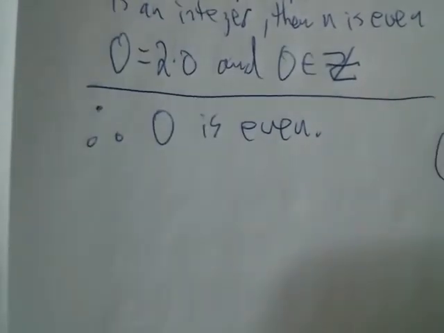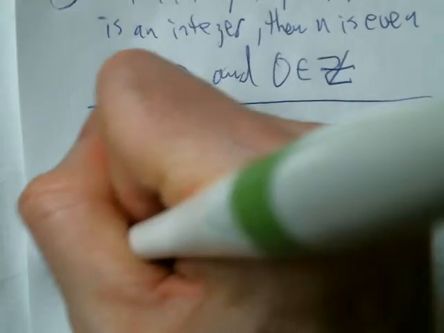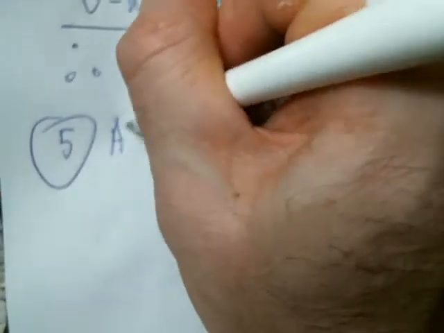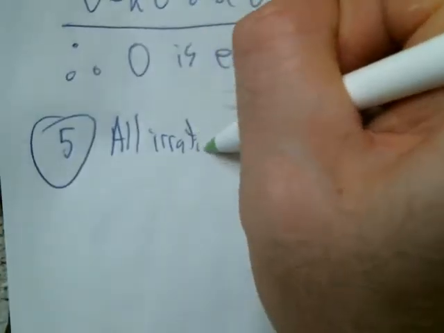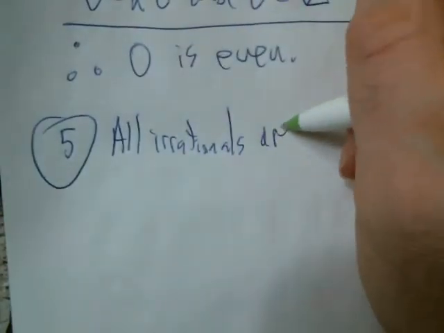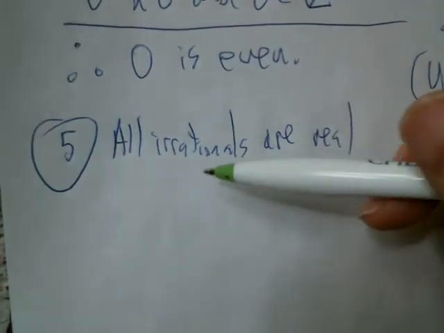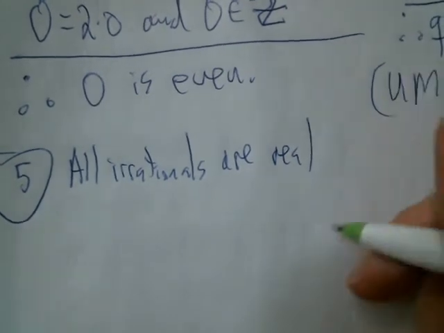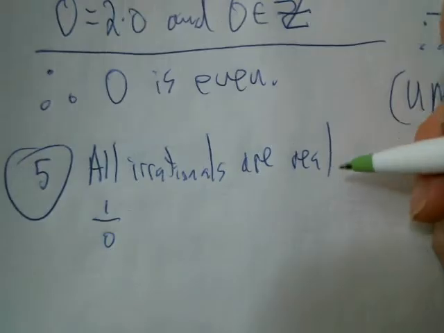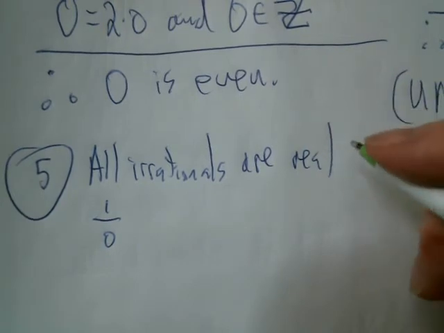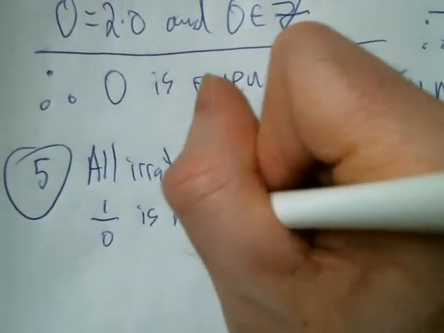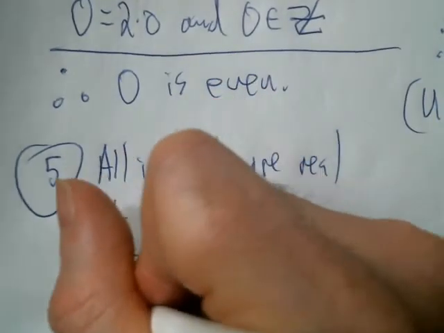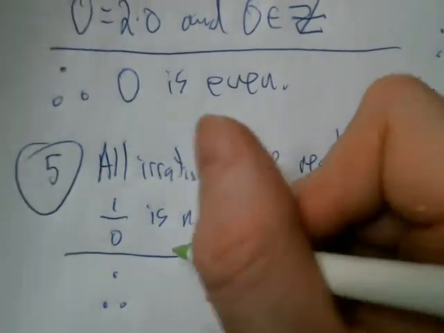Let's look at another, number 5. All irrationals are real. In other words, if you're an irrational number, then you are real. So that's an if P then Q. 1 over 0, we instantiate for a number, is not real. Therefore, 1 over 0 is not irrational.